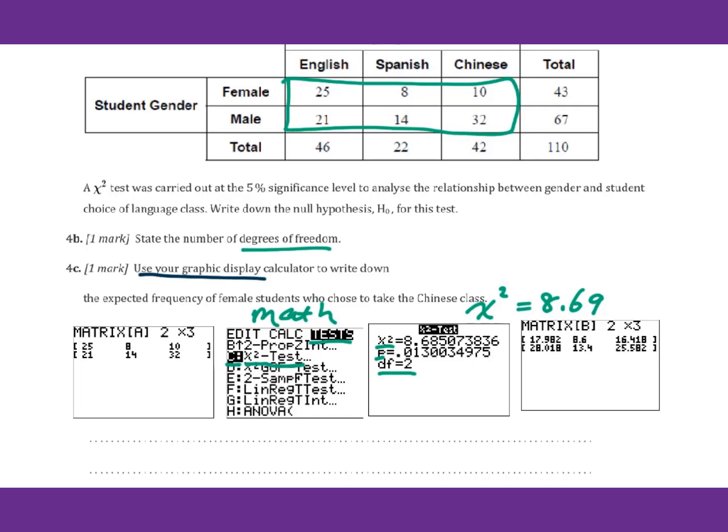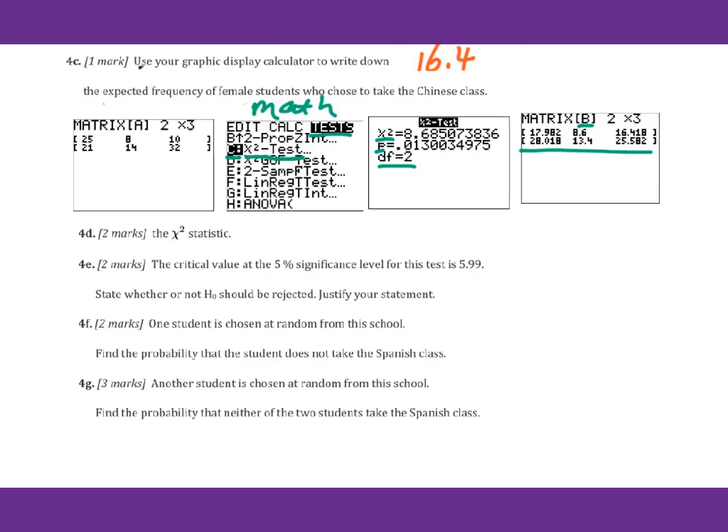Then you go back to matrix for B. They give you the expected frequency table. We are looking for female and also Chinese class. Female Chinese class is this here. So the expected frequency will be 16.4.